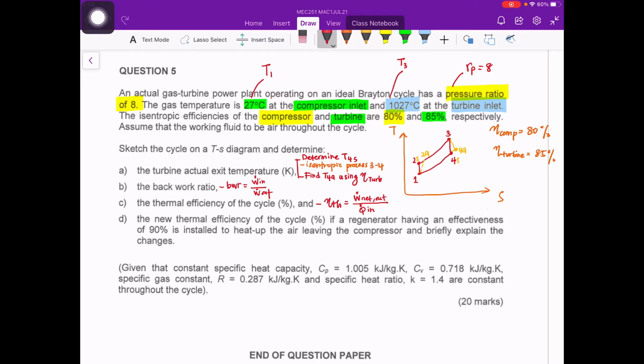The last item, item D, requires us to determine the new thermal efficiency if, let's say, we have a new Brayton cycle with regenerator. For this, we are going to compare later on with the ideal Brayton cycle that we have determined in item C.